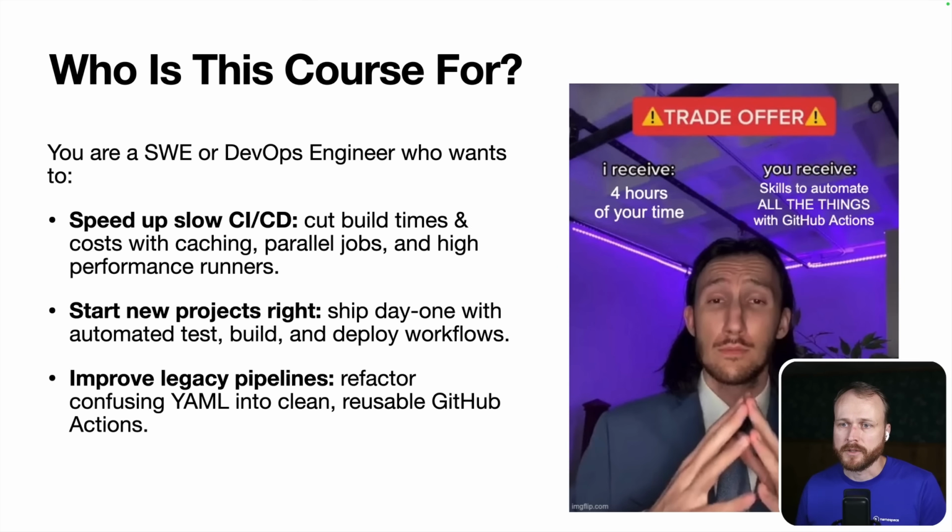As I mentioned, this course is for any software engineer or DevOps practitioner who wants to level up their ability to use GitHub Actions. This could be because your current CI pipelines are taking too long and you want to understand how to effectively use caching, parallelism, or higher performance runners to speed that up. It might mean you're starting some new projects and want to do so in the right way with automated workflows built in from the start.